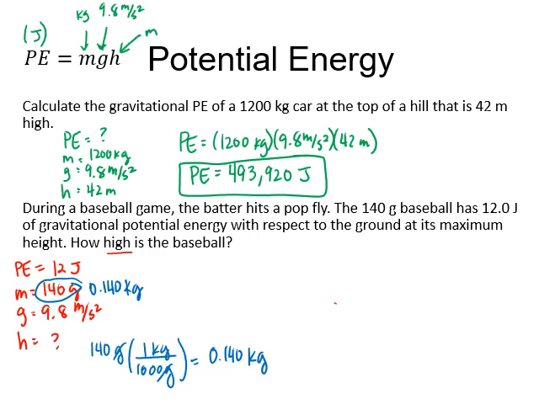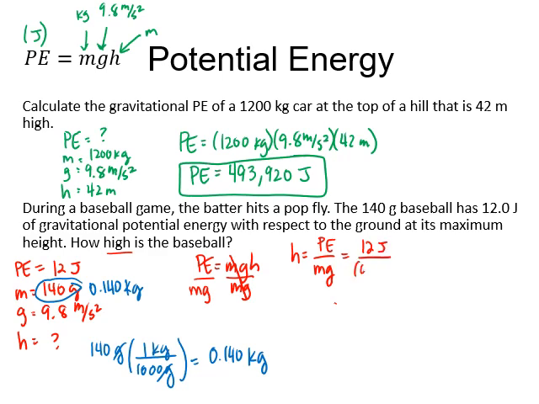Now that we know all the correct information, we need to rearrange this formula. So we're trying to get height on a side by itself because that's what we're trying to solve for. So I'm going to divide both sides by mass and gravity, which will cancel out on the right-hand side. So height is going to equal potential energy divided by mass times gravity. Potential energy being 12 joules, not 120.